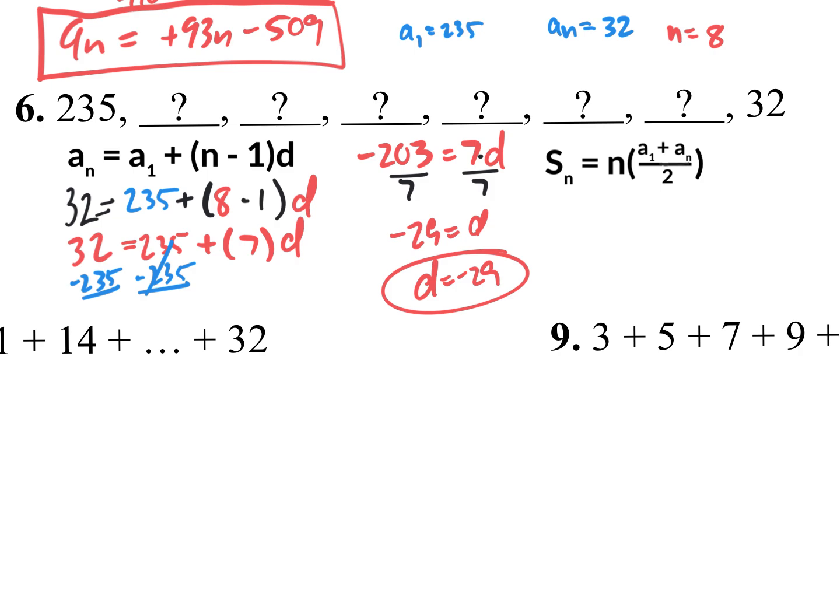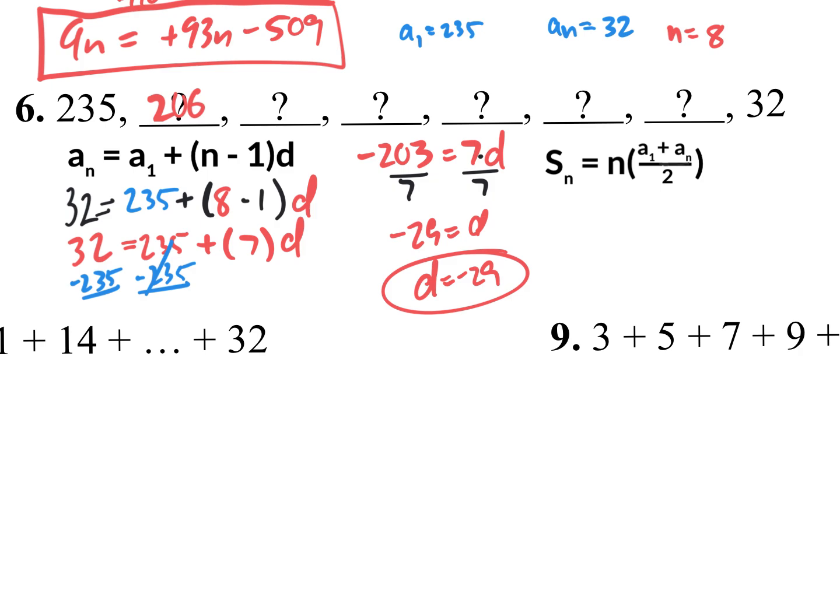Now that we have d and we have a sub 1, we could technically write our a sub nth rule, and then you could plug in the number 3 if you wanted to find the third one, or the number 5 if you wanted to find the fifth one. Or you could just say, well, I already know what the common difference is. If I have my first number, I'll be able to find the next number. So it's simply 235 take away 29 to get to the next number. I'm doing this on the calculator so I don't make mistakes. That's 206. So we have a 206 right there. And then take away 29 again.